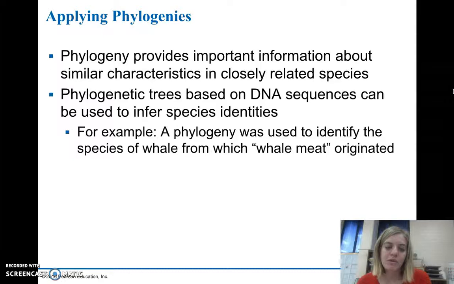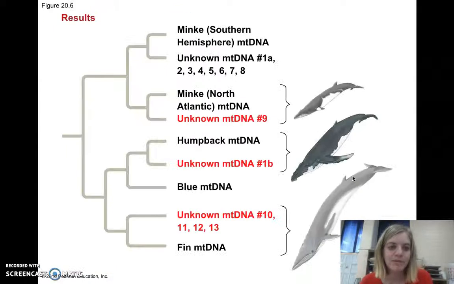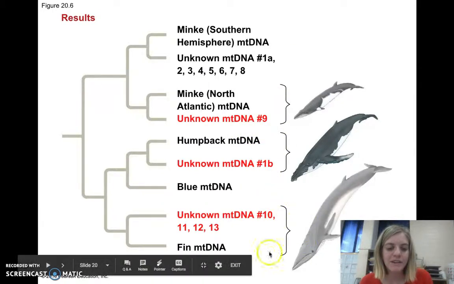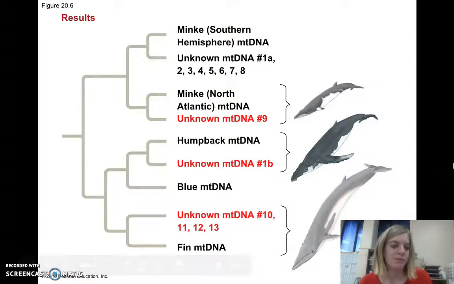So we, in the textbook, see an example where they used DNA sequence to identify the species of a particular whale when they didn't know which whale this whale meat came from. So they had this unknown DNA of these different whales, and then they compared them to the phylogenetic tree of the whales that existed, and were able to figure out which were the most similar DNA sequences to already existing whales, and that's how they were able to figure out what type of whale it was.